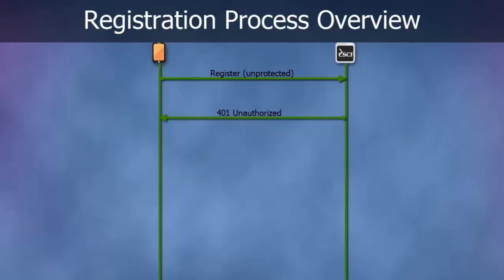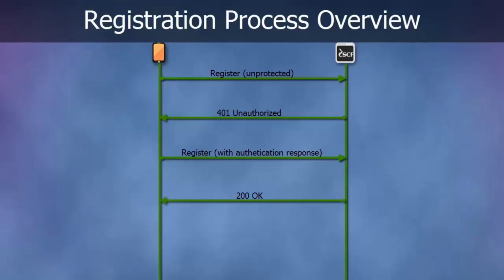UE verifies this authentication challenge at its end to check whether the network is authentic. If the network is authentic, UE calculates the authentication response and sends a register message again with the authentication response. Network verifies the authentication response. If the authentication response is valid, UE is considered to be authentic. Then CSCF makes entries for this UE in its database and sends a 200 OK message to intimate the UE about successful registration.